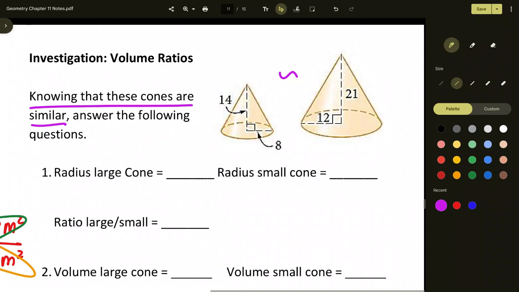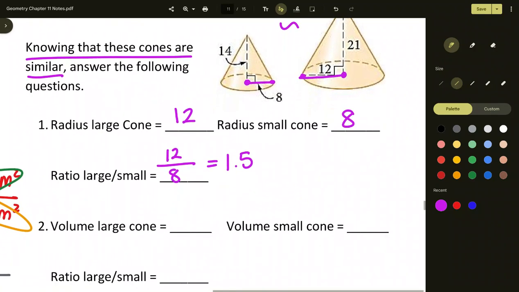So, first question says, what is the radius of the large cone? So, the large cone is the one on the right, and if I look at the radius, that is a length of 12 units long. The radius of the small cone is the one on the left, and that is a length of 8 units long. So, we're going to create a ratio, the large radius compared to the small radius. If I divide that out on my calculator, I can see that comes out to 1.5 as the scale factor.